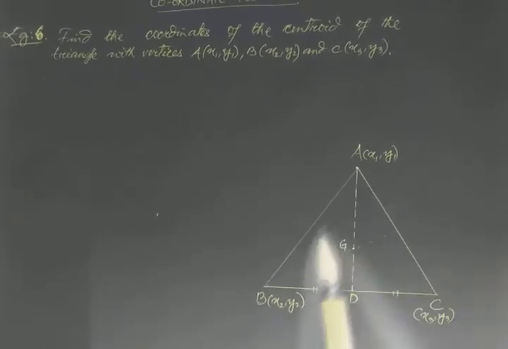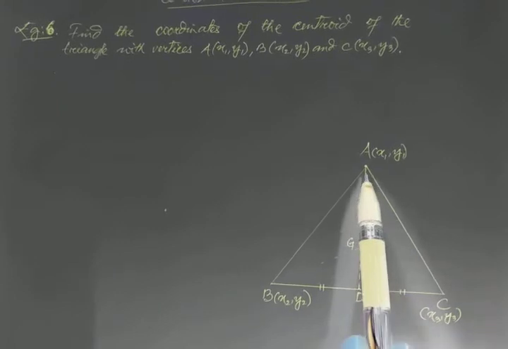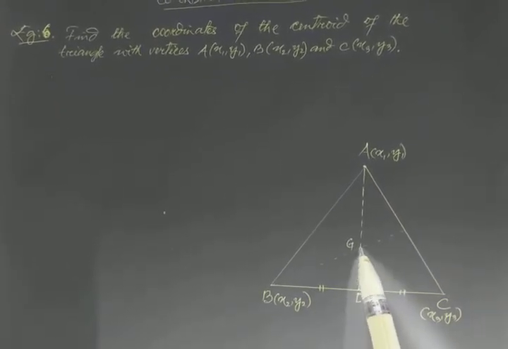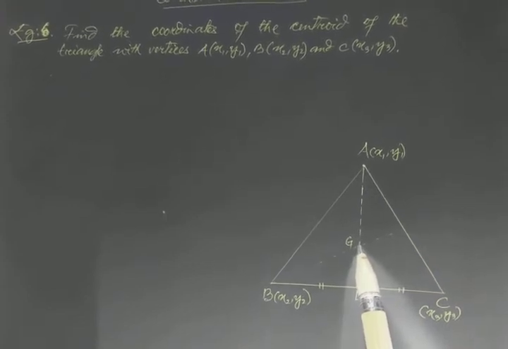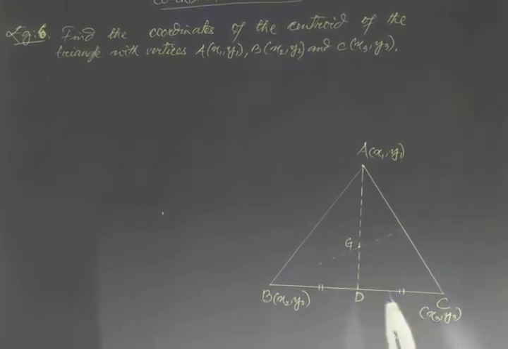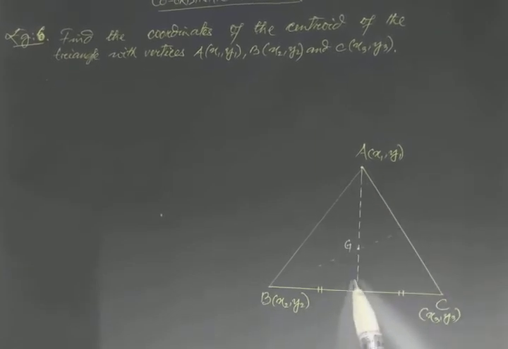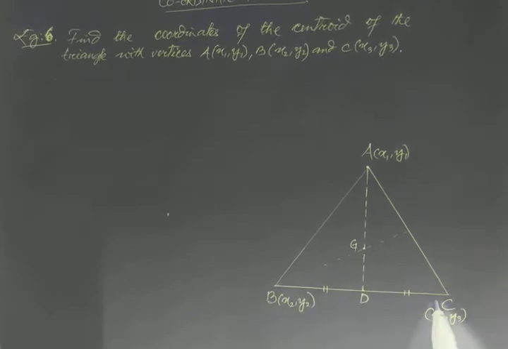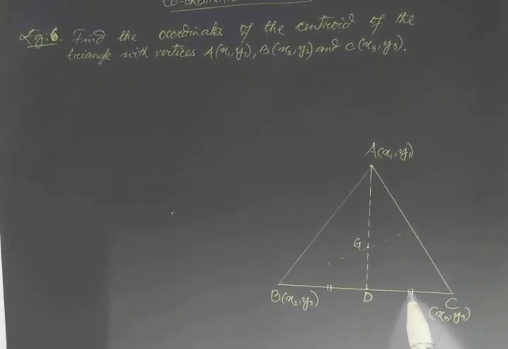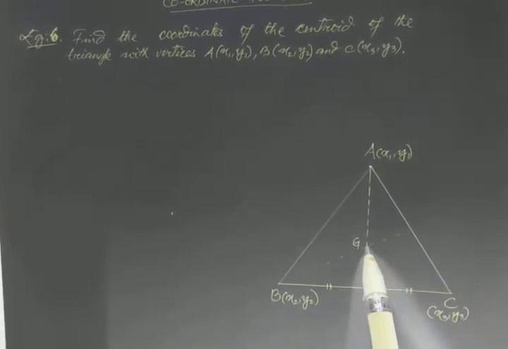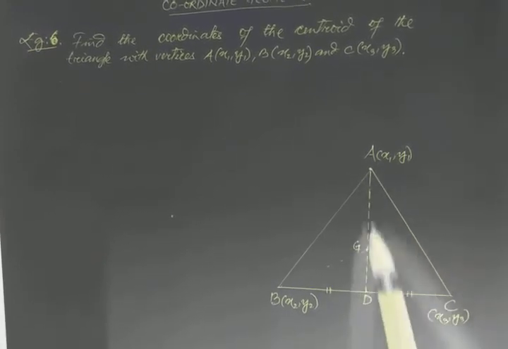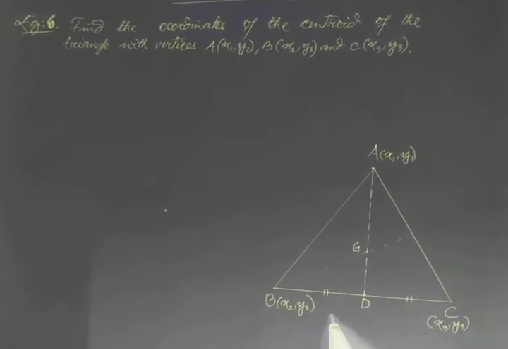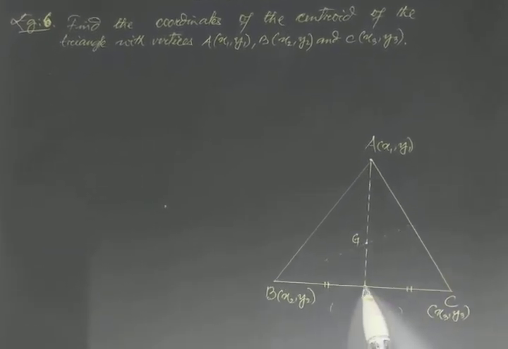Here in the given figure we have a triangle ABC. A, B and C are the vertices of the triangle. As we know, the centroid is the point of intersection of the three medians of a triangle. We're considering that AD is a median. That means D is the midpoint of the side BC, meaning BD equals DC. To find the centroid, we are going to consider AD as a separate line and use the section formula. But first we have to know the coordinates of D, that is the midpoint of BC.